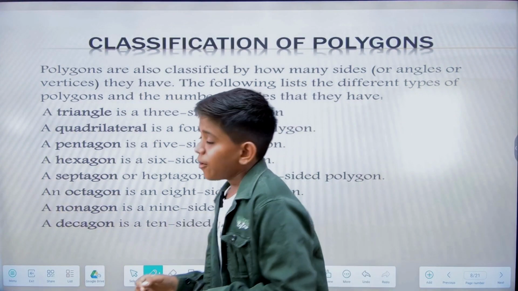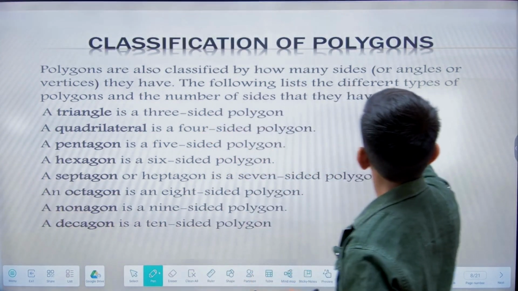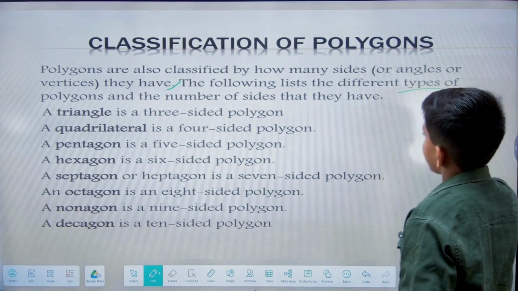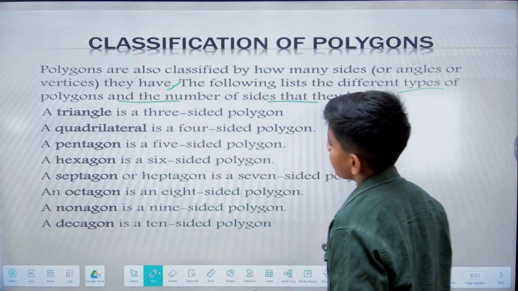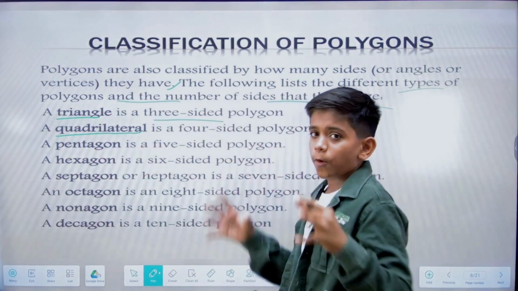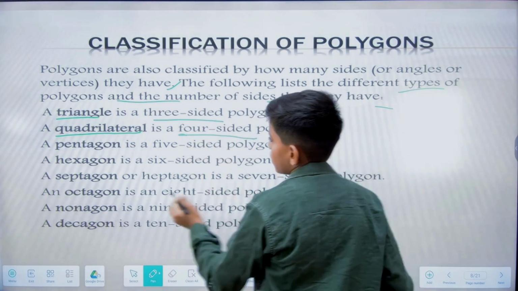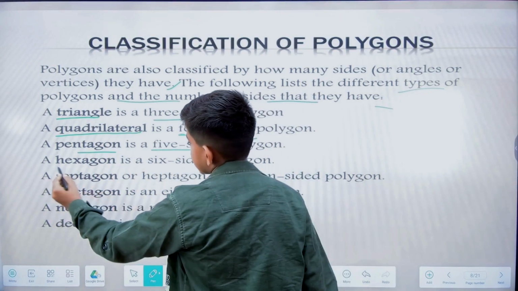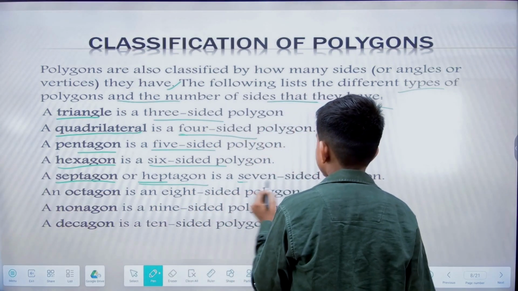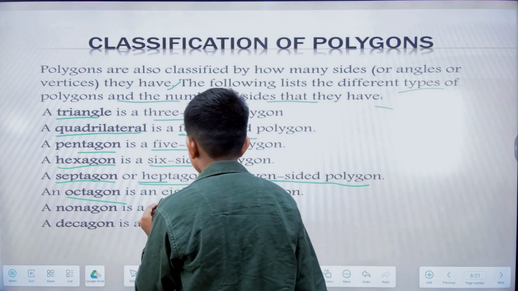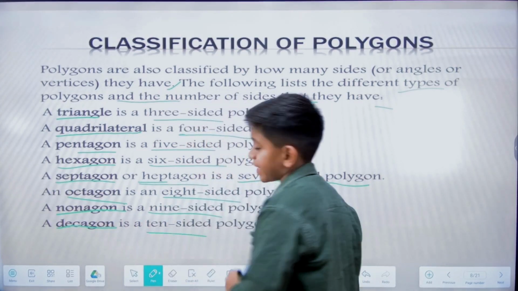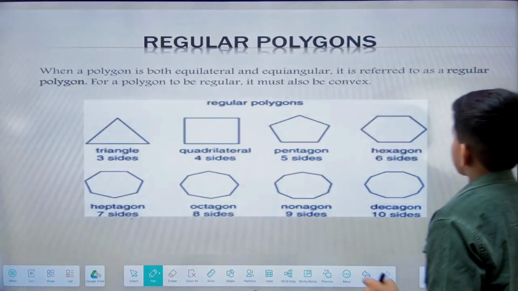Classification of polygons. Polygons are also classified on the sides, angles or vertices they have. The following lists different types of polygons and the number of sides they have. First is a triangle which has 3 sides. Quadrilateral is a group of polygons which has 4 sides. Pentagon is a 5-sided polygon. Hexagon is a 6-sided polygon. Heptagon is a 7-sided polygon. Octagon is an 8-sided polygon. Nonagon is a 9-sided polygon. And decagon is a 10-sided polygon. This is the classification of polygons.